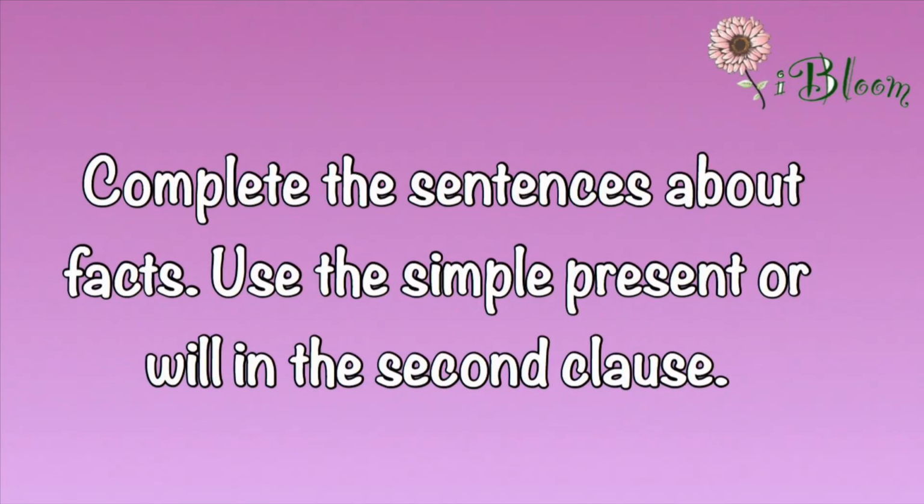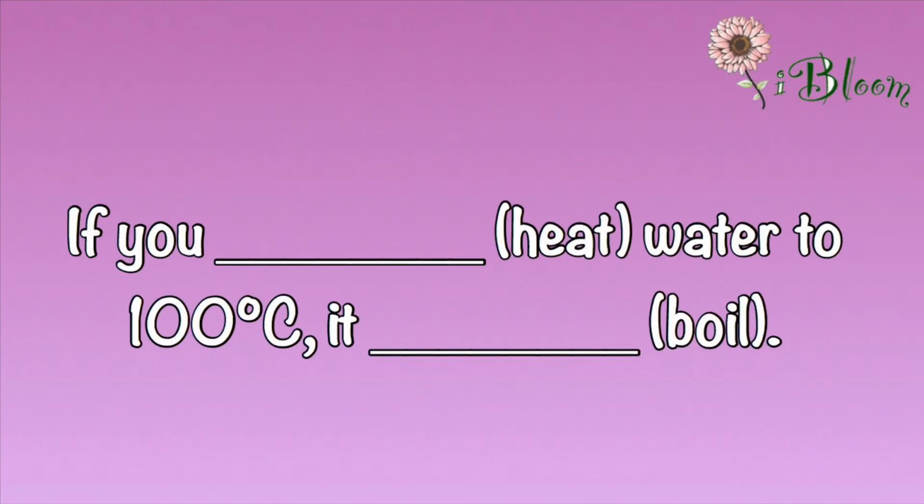Complete the sentences about facts. Use the simple present or will in the second clause. If you, and the verb is heat. If you heat water to 100 degrees centigrade, comma, it, and we have the verb boil. What changes can you make? Wonderful! If you heat water to 100 degrees centigrade, it boils. We add s to the verb.